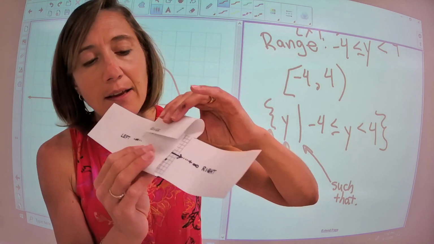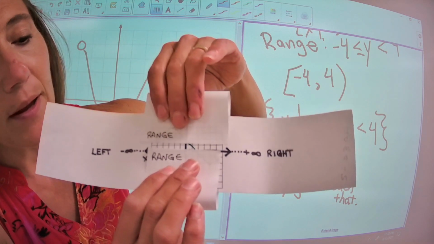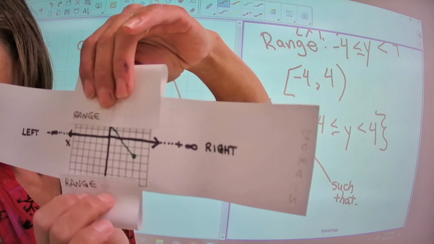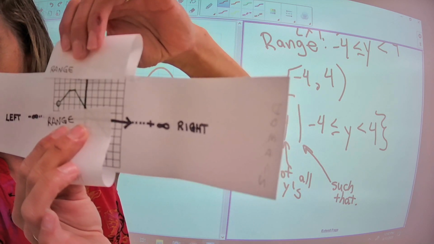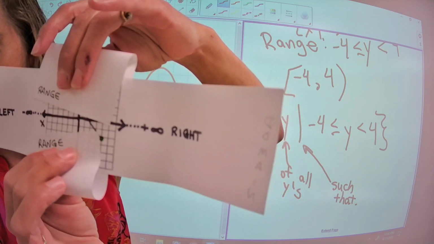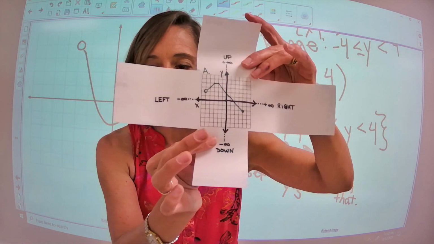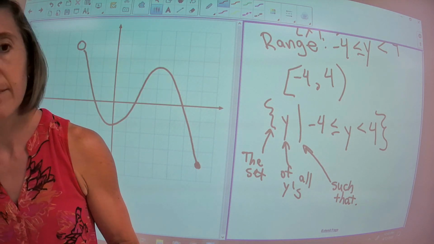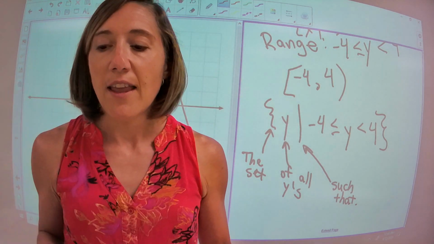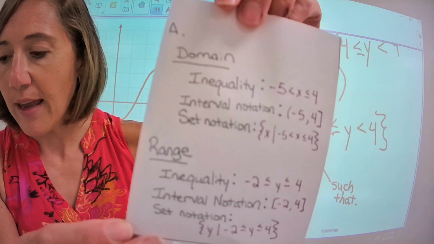Then when you're ready, I want you to see how far up and how far down the graph goes. That will tell you your range, because range has to do with how far up and how far down you go in the picture. Okay, so I'll give you a second to figure that out. And when you're ready, here is what I came up with here.